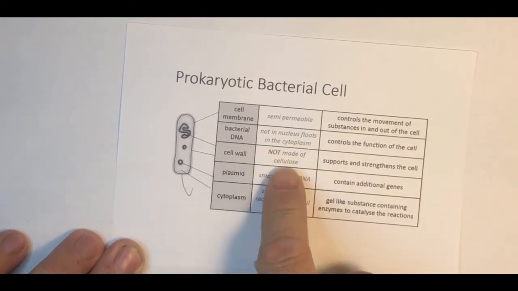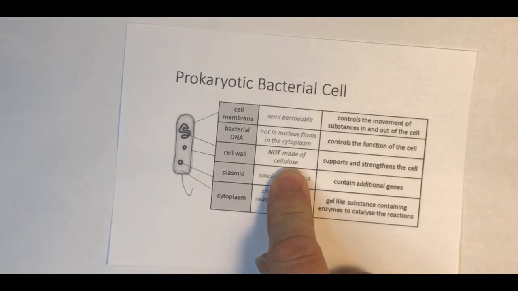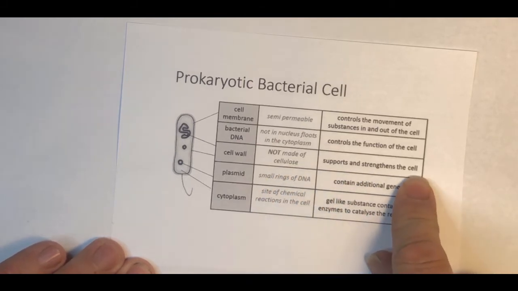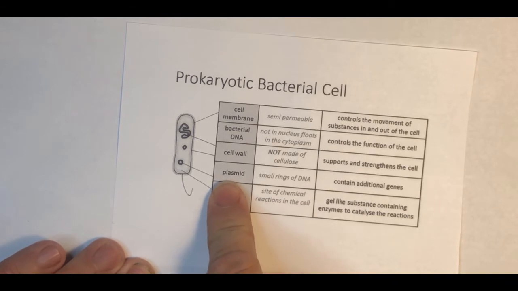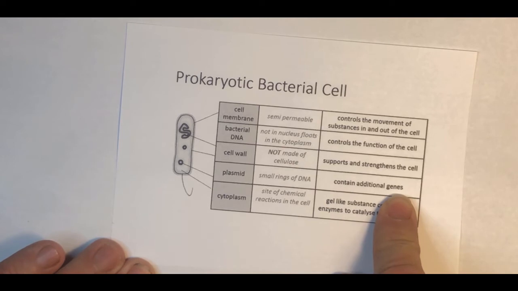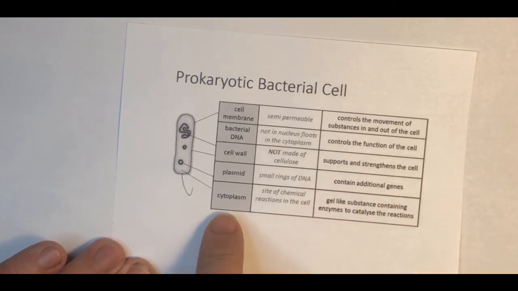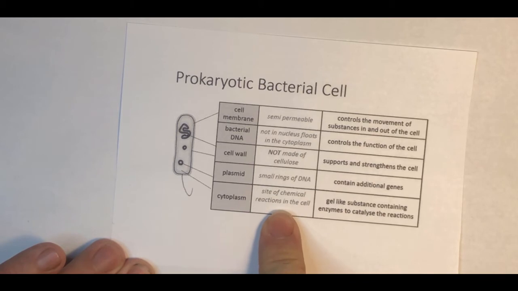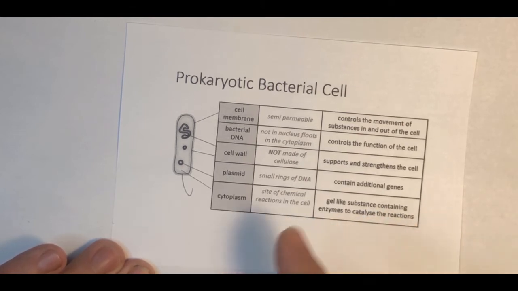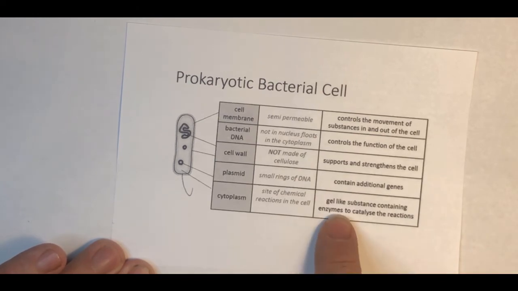There is a cell wall. This time it is not made of cellulose. Cellulose is a tough material, and the outside of a bacterial cell isn't tough like that. And it supports and strengthens the cell. There is also a plasmid. This is a small ring of DNA, and what it does is contain additional DNA or additional genes. There's also cytoplasm, which is the site of the chemical reactions. It's a gel-like substance containing enzymes to catalyse the reactions, so it has enzymes in there that make the reactions happen that the bacterial cell requires.